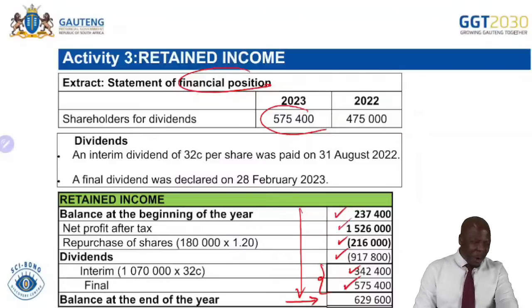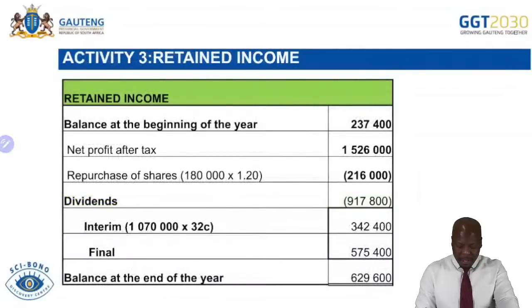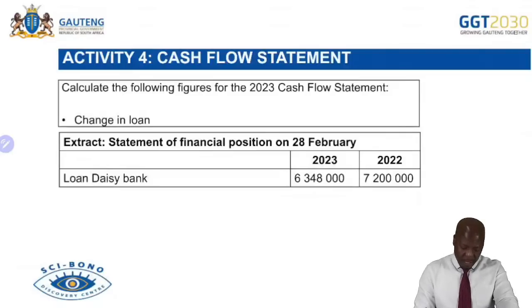All right. Let's quickly go on to the next activity, which is my last activity for the day. It is from the NSC June 2023, paper 1 again, so we're still in the very same paper. I am going to look at questions which relate to the cash flow statement. It says, calculate the following figures for the 2023 cash flow statement. Number 1, change in loan.